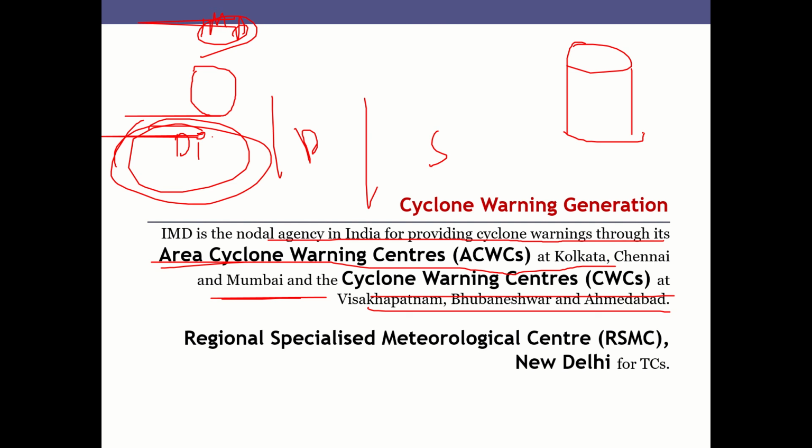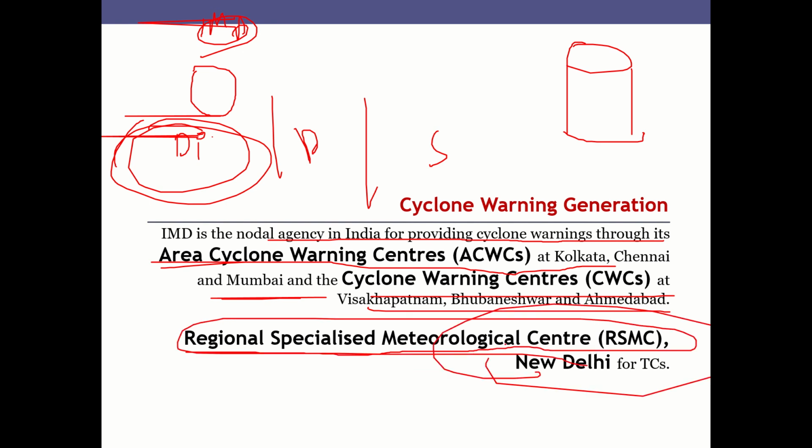Okay, so that is one way in which this information is conveyed to the general public. Otherwise, we have a specific hierarchy in which the information is shared from the central agencies to specific regions. For example, we have the Regional Specialized Meteorological Centre, RSMC, New Delhi. They coordinate with other nations in getting the information from other such regional centers.